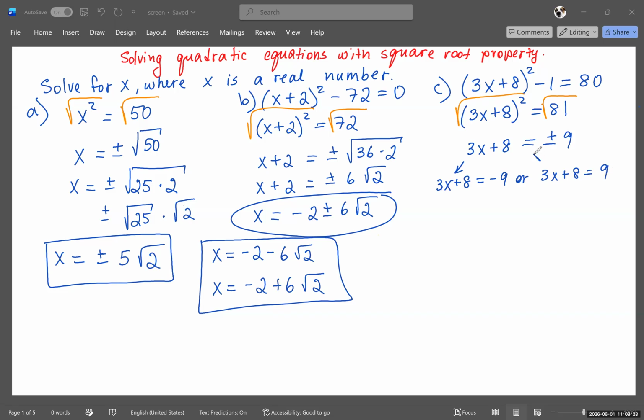Go ahead and solve those two linear equations. So we subtract 8 from both sides. 3x equals negative 17, and then divide by 3. X equals negative 17 over 3. And then the second equation, again, subtract 8 from both sides. 3x equals 1, and x equals 1 divided by 3.